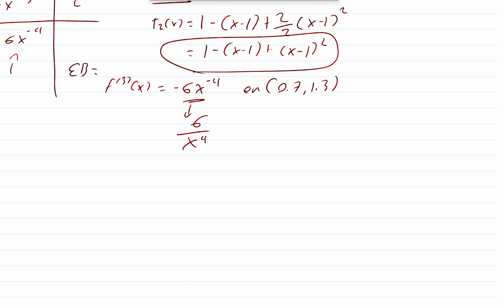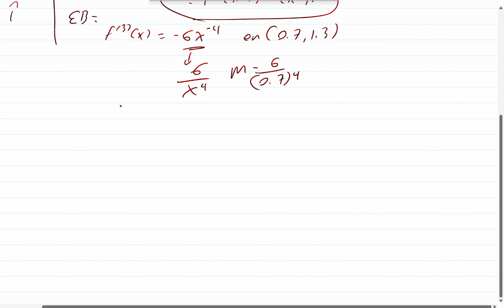Now you must be wondering which one we should plug in. Think of it this way: if we plug in 1.3, the denominator gets bigger, which means the value gets smaller. If we plug in 0.7, the denominator gets smaller, which means the value gets bigger. So we'll use 0.7. M equals 6 over 0.7 to the 4th. We're not done just yet.